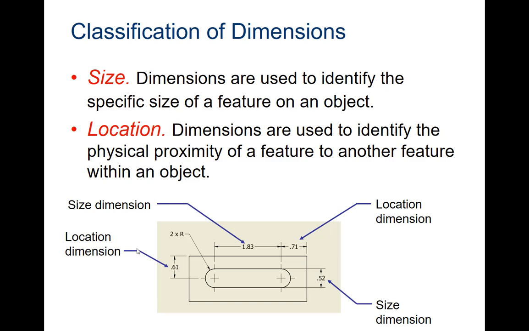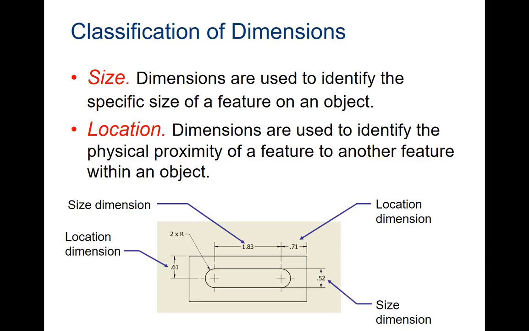So if we look at our example here, we know that the dimension between these two center marks is 1.83. That is a size dimension, but I know that this center mark is located at 0.61 units from the edge. So that's a location dimension. You should be familiar with these. We've been using them a lot. Now we're going to go on to some specific names for the way that we dimension things.